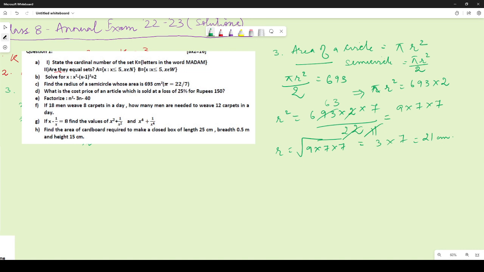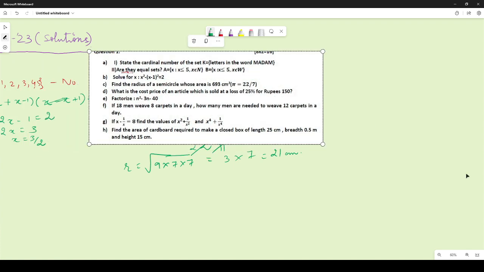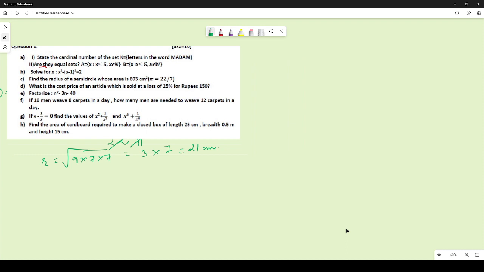Now what is the cost price of an article which is sold at a loss of rupees 150? Now यहाँ पर आपको फिर फॉर्मूला याद रखने की बहुत ज़रूरत है. So what is the formula that you have to take up over here? Remember, this is question number D. Okay, so you need to remember क्या फॉर्मूला होता था.